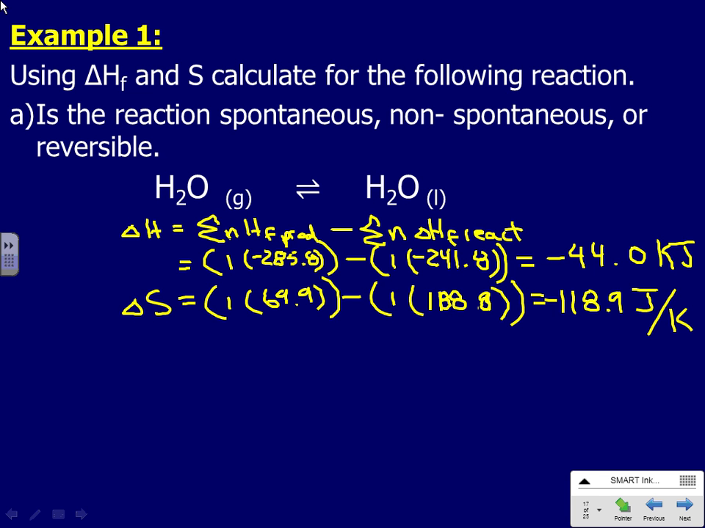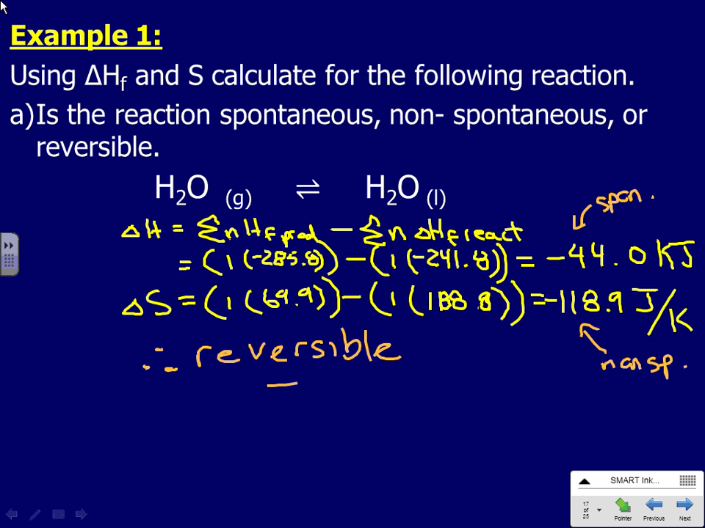Perfect. So, is the reaction spontaneous, non-spontaneous, or reversible? Let's look at the signs. According to the delta H, spontaneous or non-spontaneous? Spontaneous. The universe likes this, right? In this one, this is spontaneous. How about this one? Does the universe like this one? No, not so much. This is non-spontaneous. And therefore, it is reversible. Why is that? Because we have the same signs on delta H and delta S, and one's spontaneous and the other one is non-spontaneous. So this is a reversible reaction. It can happen in both directions. Does that make sense? Okay.